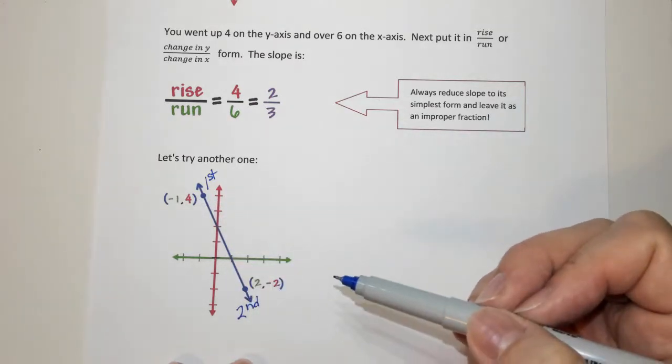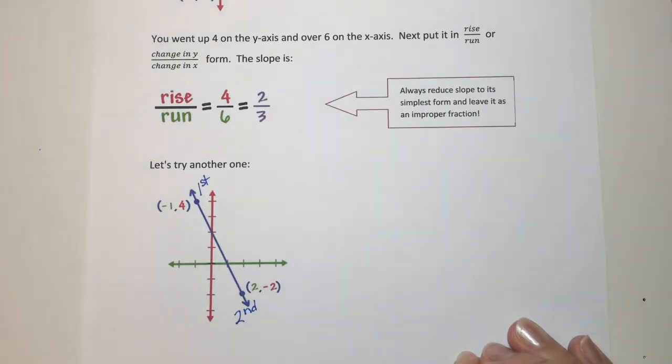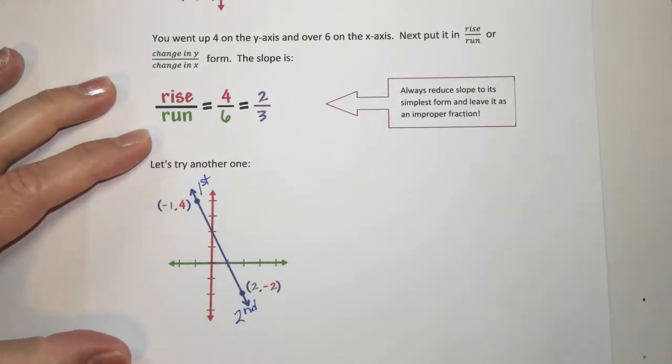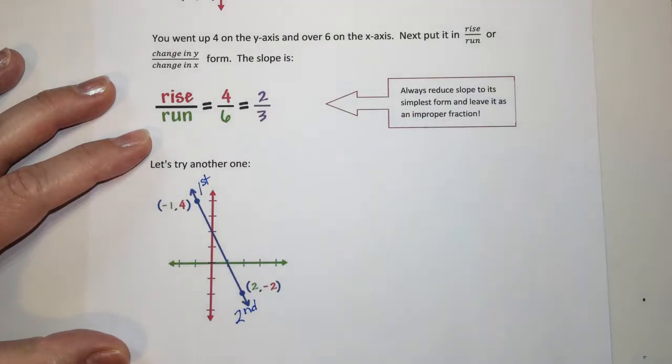And can you tell anything else about this line just by looking at it? Do you think the slope is going to be positive or negative? As I slide my index card over, the line is dropping. That's going to have a negative slope. Next page.